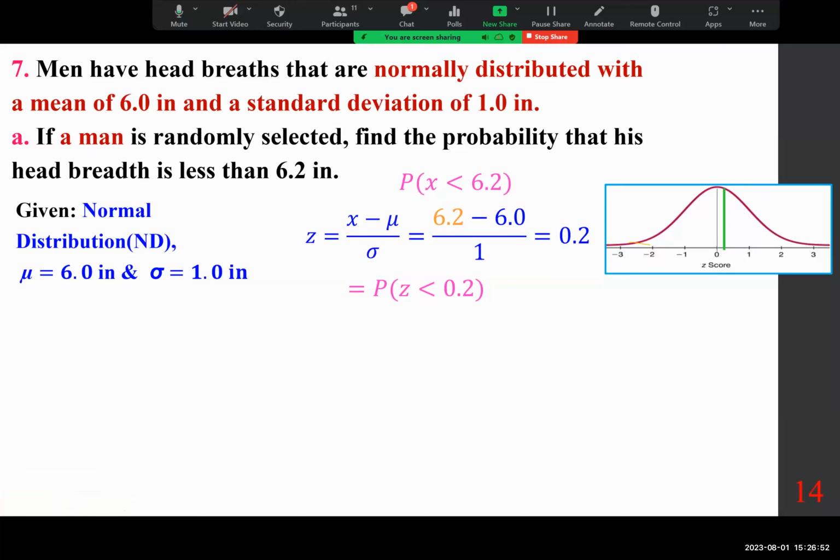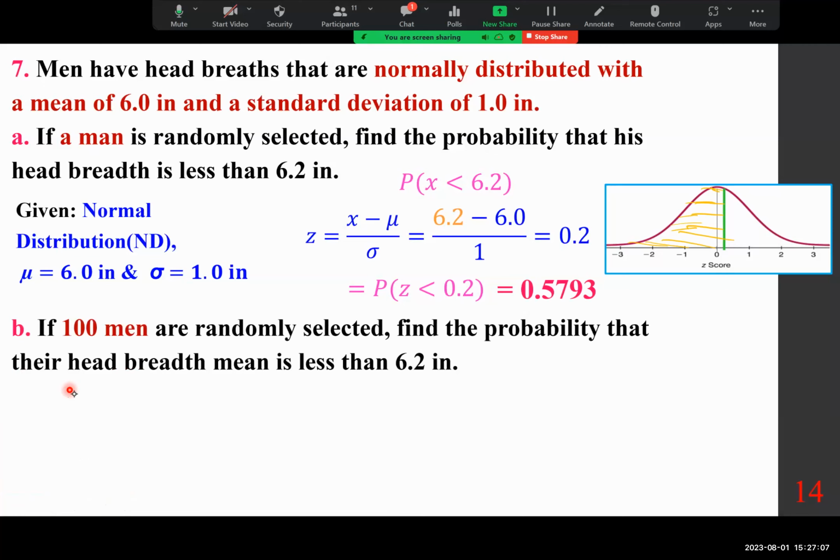So you're looking for this area, which is going to be a little bit more than 0.5, and 0.5793 from the table. I look at the same question. The change we are going to make is that in this case, we had a man. Now we have 100 men. So if 100 men are randomly selected, find the probability that their head breadth mean is less than 6.2.